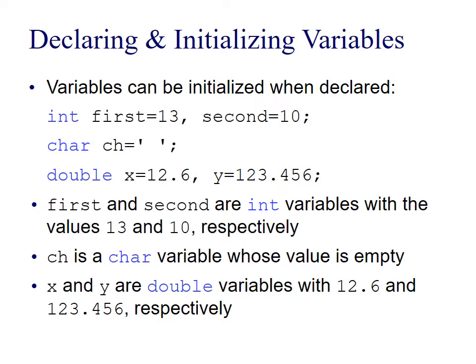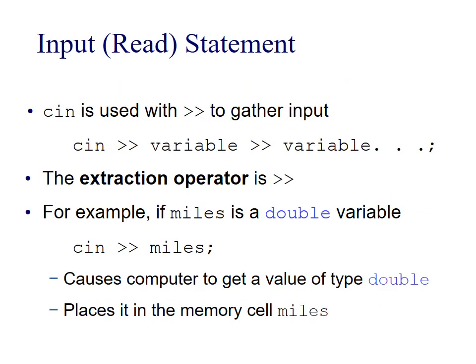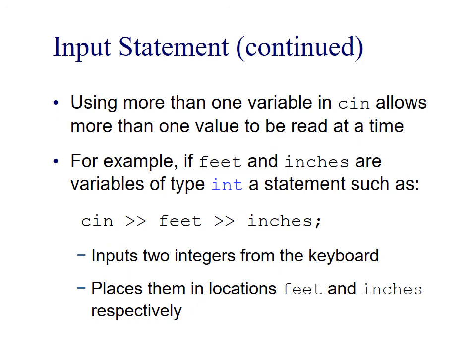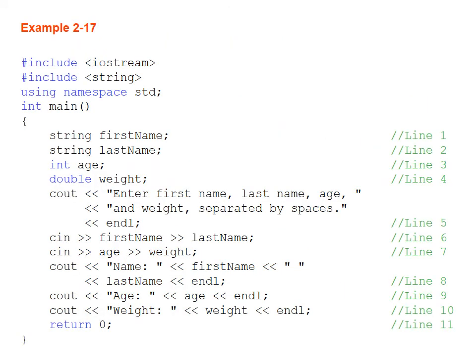So first and second are integer values over here. Second is a character, and third and fourth are the same. So cin gets the variable, cout this. So this part we have learned several times. And this is a very beautiful program.